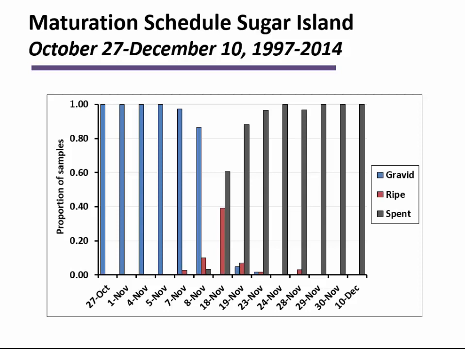And this is data from 1997 through 2014. It's really consistent. This population is isolated and does not spawn over a protracted period of time. This population spawns in like 1 or 2 days, and then it's done and it's over with.